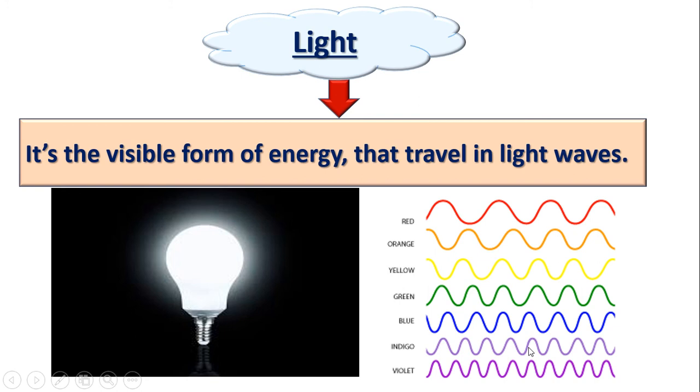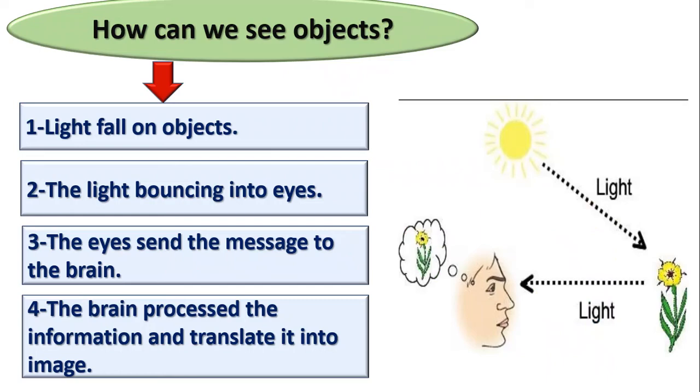What is the meaning of light again? It's the visible form of energy that travels in light waves.